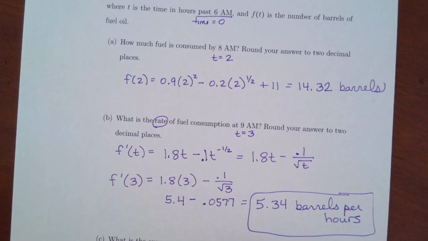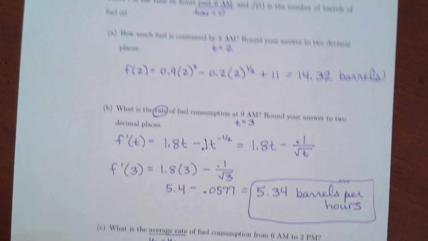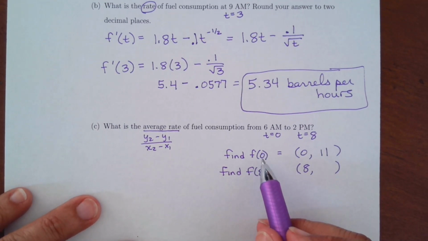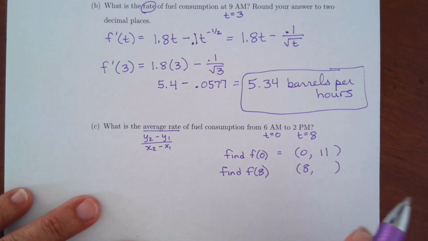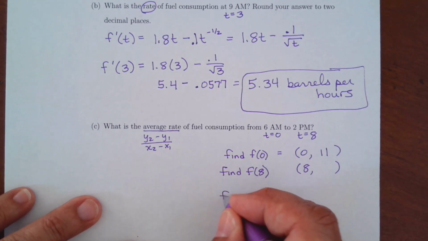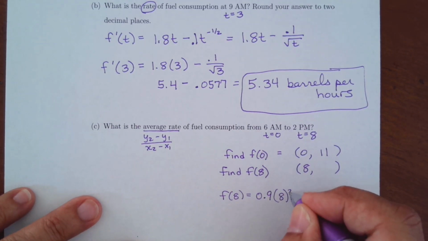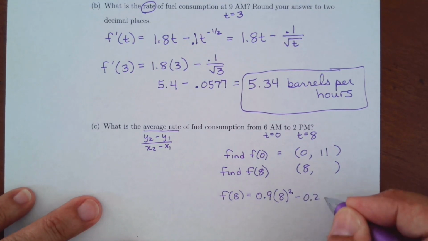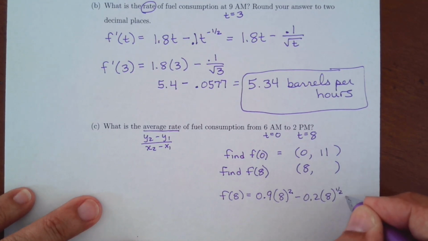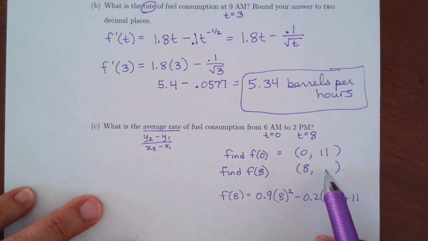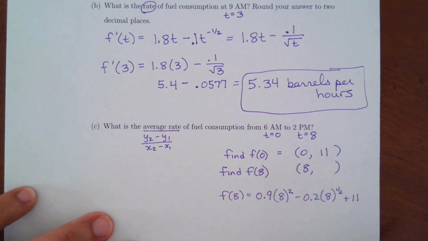So I'm going to write here, we find f of 0, which is that. And now we're going to find f of 8. So, in case you go back, how did I get 11? I found f of 0. And I'm going to now find f of 8. So I'm going to put 8 in there. So f of 8, 0.9 times 8 squared minus 0.2 times 8 to the 1/2 plus 11. Okay. So that's going to give me this number. So we're plugging this into the original function.